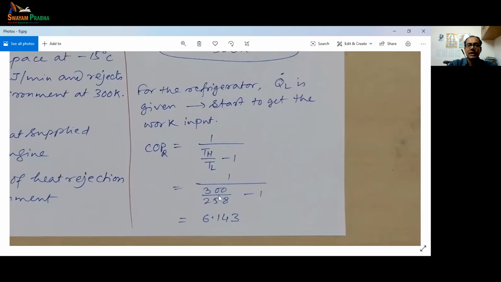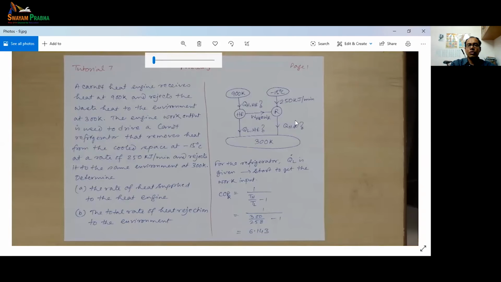TH is nothing but the high temperature reservoir where the refrigerator is dumping heat, that is 300 Kelvin, and the other one is where it is sucking heat from, that is minus 15 degrees centigrade. If you convert it to Kelvin, it will be 258 Kelvin. Okay, divide minus 1. So by doing this calculation, you will find the coefficient of performance for the Carnot refrigerator will be 6.143.